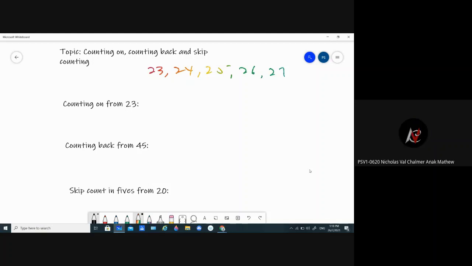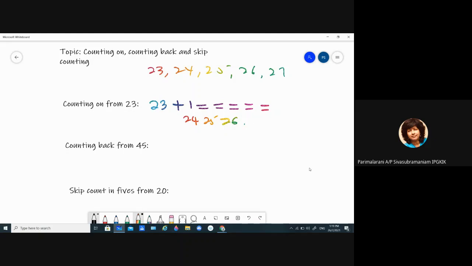First, they need to press 23, then plus 1, and then equal, and then equal again. Yes, correct. You keep on pressing equal, equal, equal. So 23 plus 1, you get 24. When you press equal, you get 25. You press equal, you get 26. It keeps on adding 1 each time, okay?